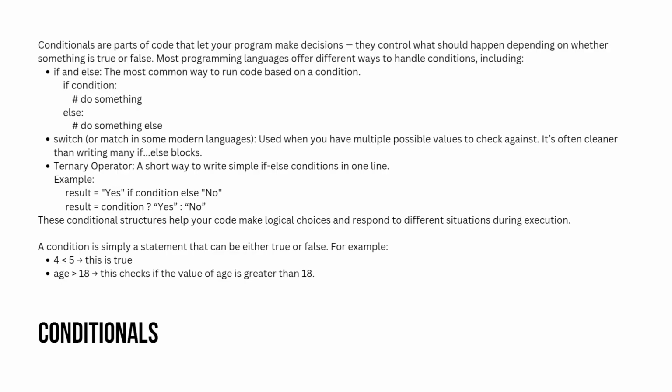Conditionals are parts of code that let your program make decisions. They control what should happen depending on whether something is true or false. Most programming languages offer different ways to handle conditions, including if and else, the most common way to run code based on a condition. Switch, or match in some modern languages, used when you have multiple possible values to check against. It's often cleaner than writing many if-else blocks. Ternary operator, a short way to write simple if-else conditions in one line. These conditional structures help your code make logical choices and respond to different situations during execution.